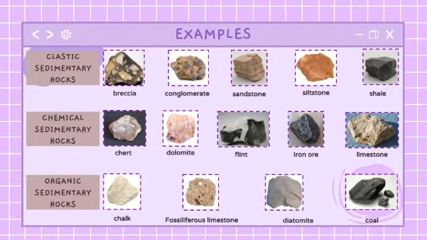We have here the examples of the clastic, chemical, and organic sedimentary rocks. For clastic sedimentary rocks, we have breccia, conglomerate, sandstone, siltstone, and shale. For chemical sedimentary rocks, we have chert, dolomite, flint, iron ore, and limestone. For organic sedimentary rocks, we have chalk, fossiliferous limestone, diatomite, and coal.